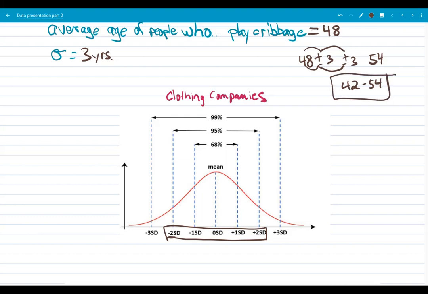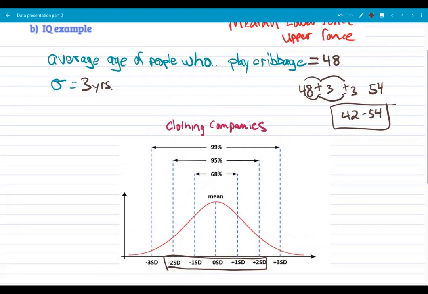I'm making this data up, but I can say if the average age of people who play cribbage is 48 and the standard deviation is 3 years, then this is normal. What would not be normal? Give me a number that would not be normal. That'll be in your assignment.